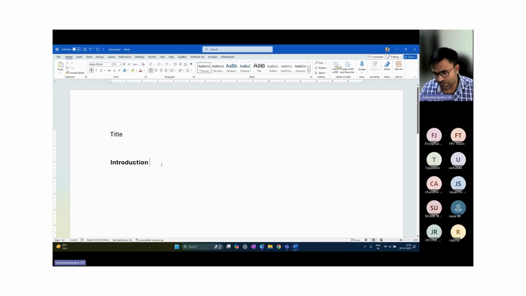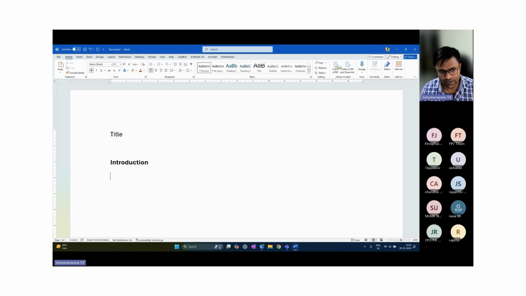Always write the introduction first. The introduction reflects how thoroughly you have gone through the review. You have gone through many literatures, so how you reviewed those literatures and what knowledge you got from there matters. That's why, first of all, focus on the introduction.